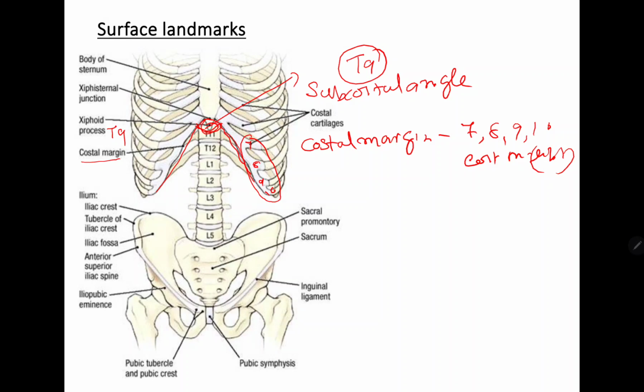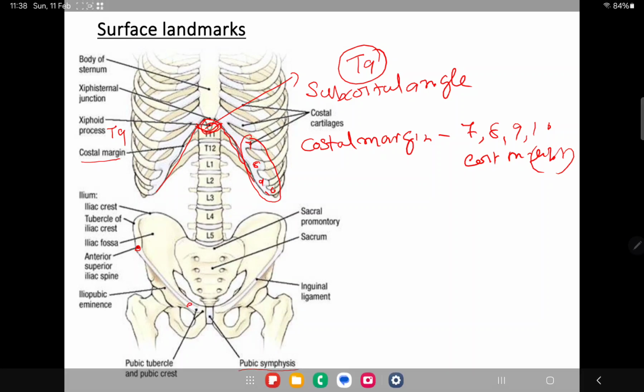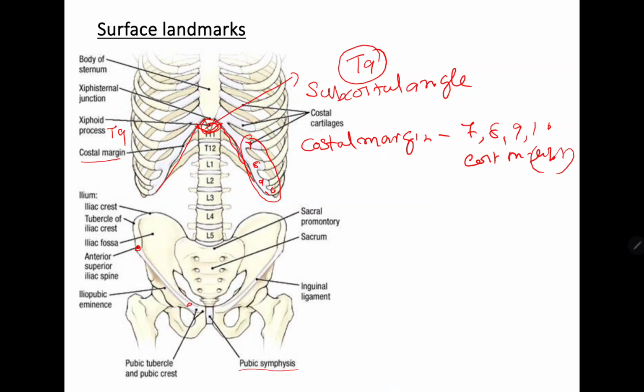Now below we have the anterior superior iliac spine, then we have the pubic symphysis and the pubic tubercle. Then again we have the iliac crest. This iliac crest forms the lower margin of the anterior abdominal wall. Then we have the anterior superior spine and some of the other landmarks. We have the pubic tubercle. Then here comes the pubic symphysis.